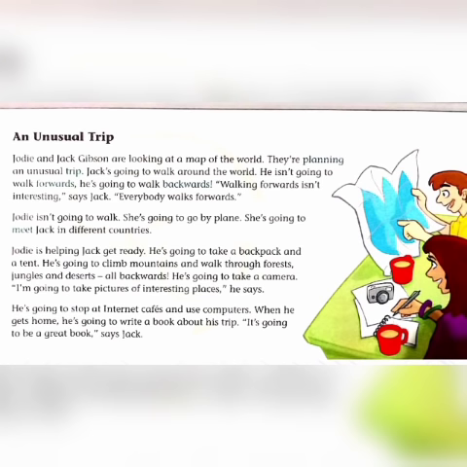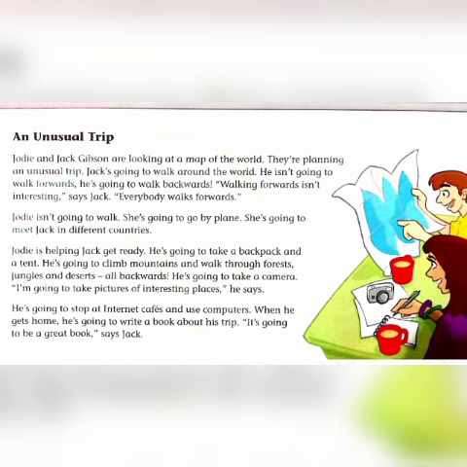An unusual trip. Judy and Jack Gibson are looking at a map of the world. They're planning an unusual trip. Jack's going to walk around the world. He isn't going to walk forwards. He's going to walk backwards. Walking forwards isn't interesting, he says, everybody walks forwards.